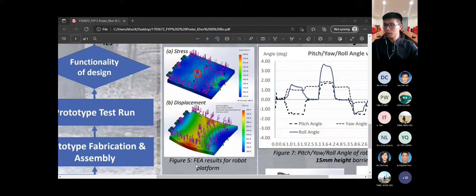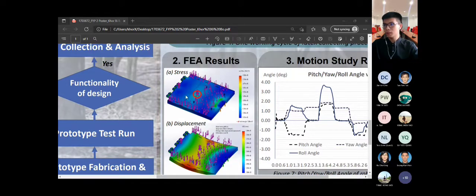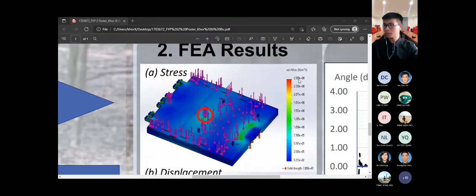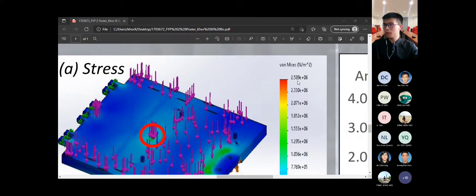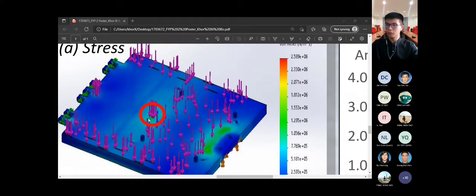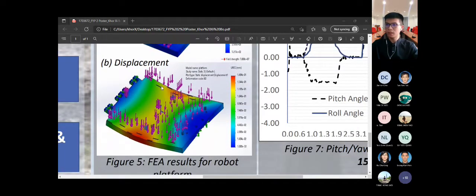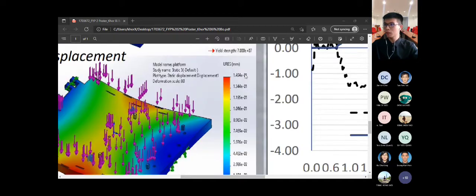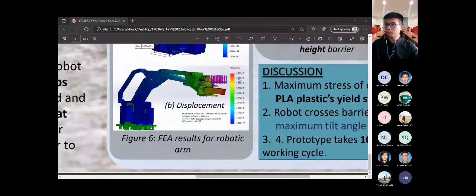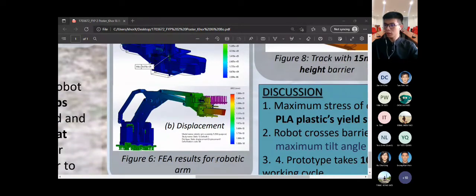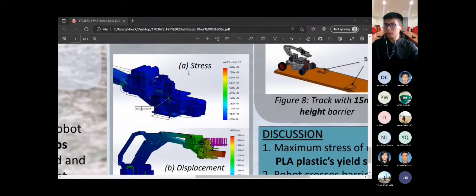In the FEA result of the robot platform, the maximum stress experienced is 2.589 times 10 to the power of 6 Newton per meter square at the center of the robot platform, while the maximum displacement is located at the two center sides of the robot platform with a value of 0.1494 millimeters.